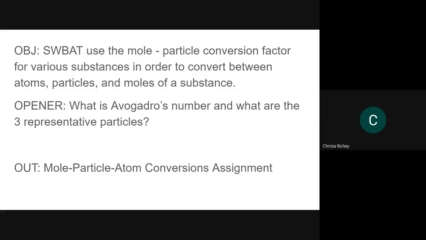So 6.02 times 10 to the 23rd representative particles, which could be an atom if it's an element, could be a molecule if it's covalent or molecular, or could be a formula unit if it's ionic.